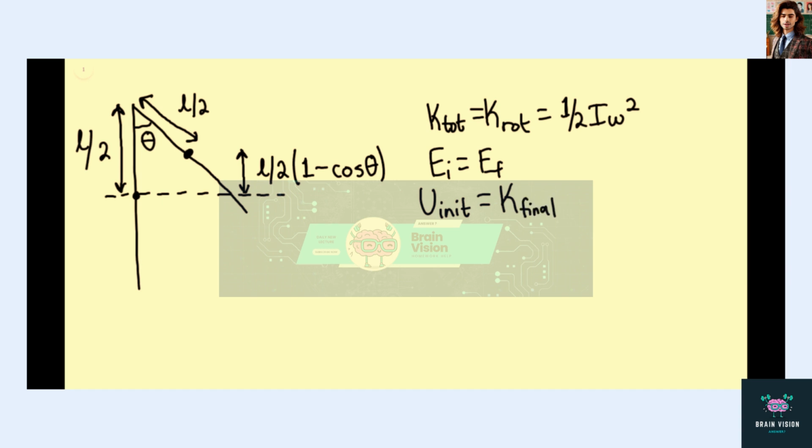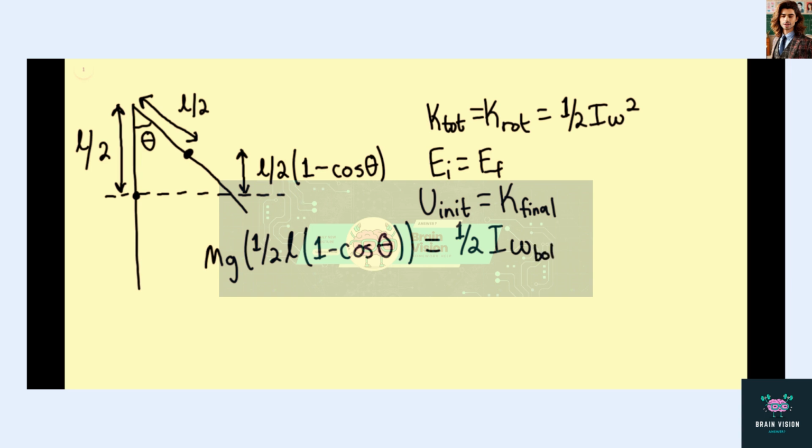So we can say mg times 1/2 of L times 1 minus cosine of theta. So that would essentially be the height, and this would be for the gravitational potential energy. This would be equal to 1/2 times the moment of inertia times the angular velocity at the bottom squared.